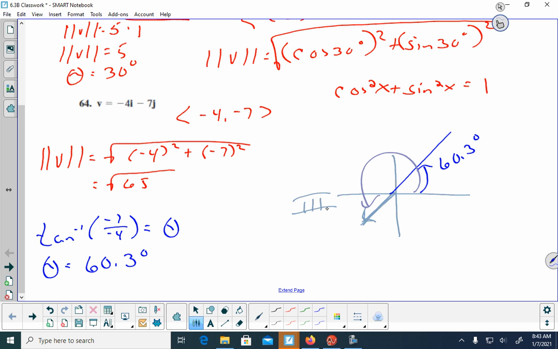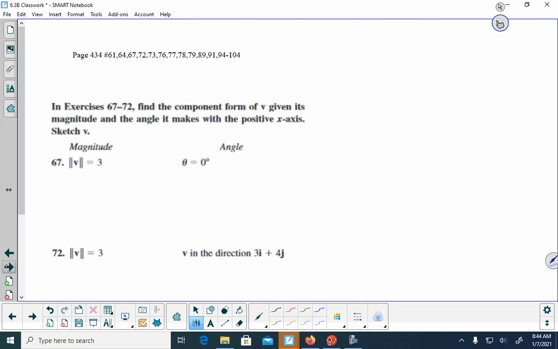To get to that angle, I'm just going to simply add 180 degrees. So my correct angle should be 240.3 degrees. Make sure when you're doing these problems that you check that where your vector lies is where your angle also lies. So double check those quadrants.